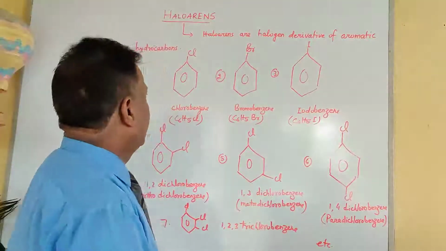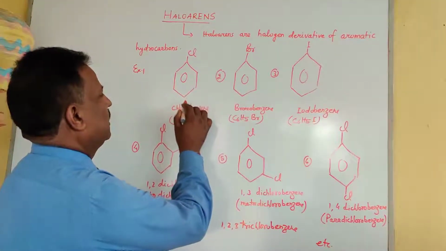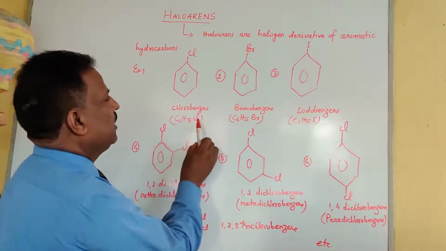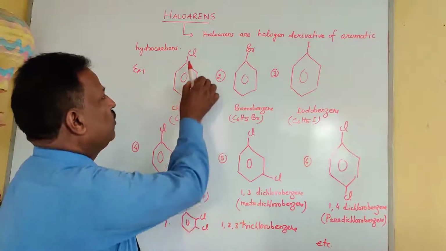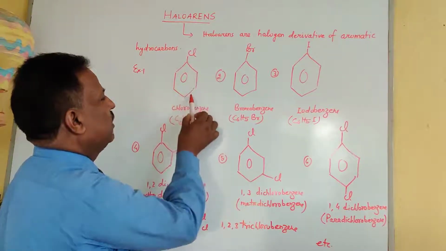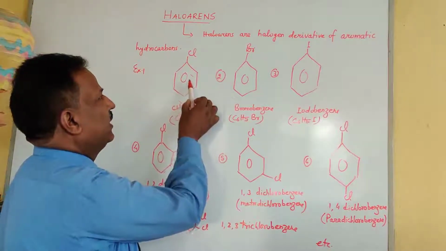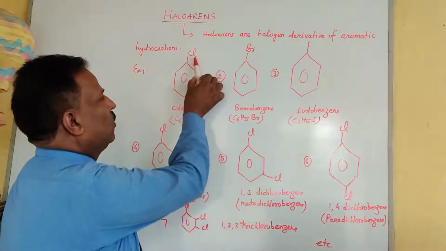See here, chlorobenzene. Chlorobenzene is C6H5Cl. Instead of one hydrogen, if you put chlorine, then it is chlorobenzene. Chlorobenzene is a haloarene. Instead of halo, it is chloro.